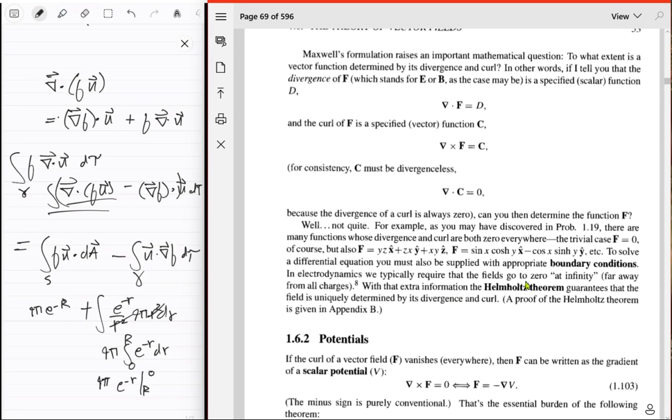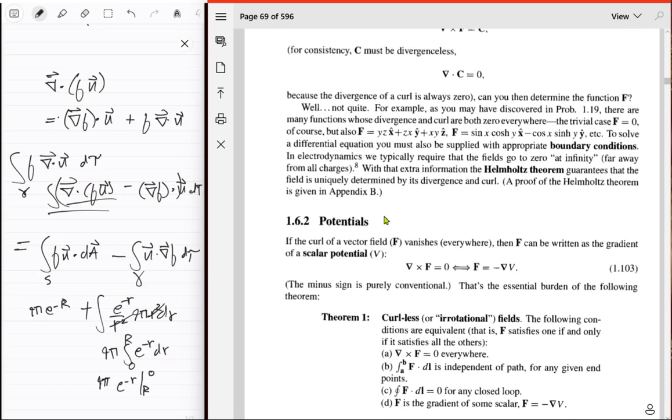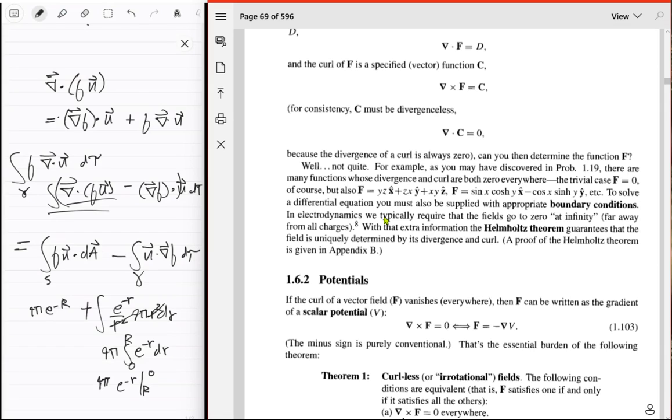To solve a differential equation, you must also supply it with appropriate boundary conditions. In electrodynamics, we typically require that the fields go to 0 at infinity, far away from all charges. With this extra information, Helmholtz's theorem guarantees that the field is uniquely determined by its divergence and curl. The proof of Helmholtz's theorem is given in Appendix B. So if the field goes to 0 at r equal to infinity, then your divergence and curl determine the function itself. Interesting.